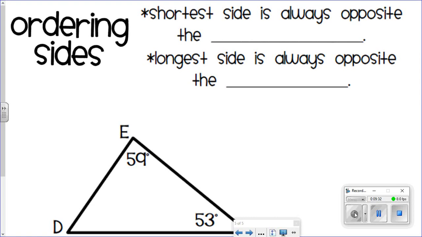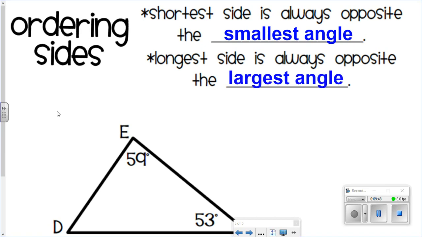Alright, so the last thing we're going to do is order the sides, and it's pretty similar to ordering angles. The shortest side is always going to be opposite the smallest angle, and then the longest side is always opposite the largest angle. So it's important that we make sure we have all three angles in a triangle so we can really determine which one's the smallest and the largest.